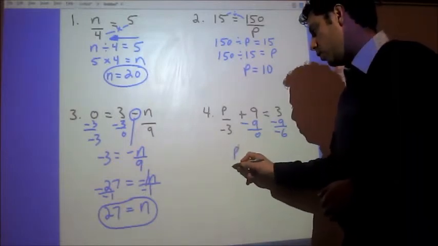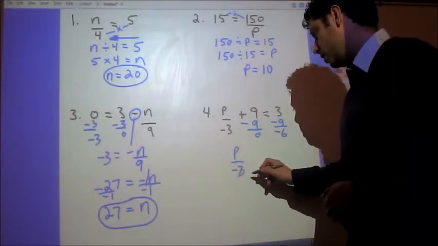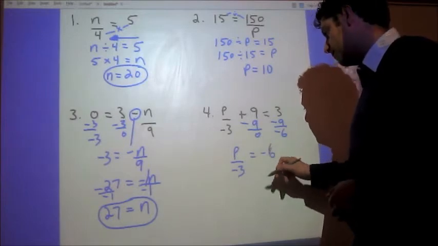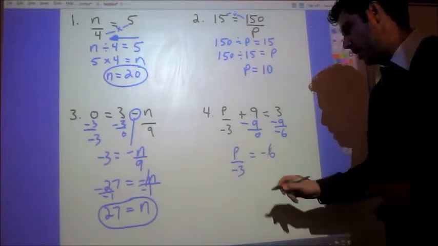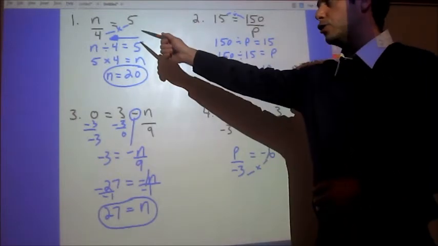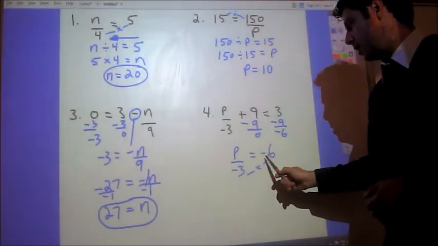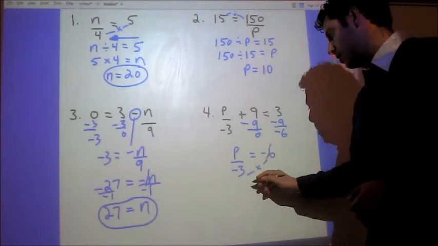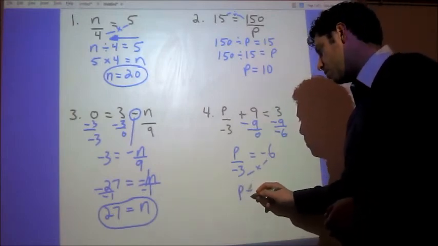So let's rewrite the equation. P over negative 3 is equal to negative 6. Okay? And then we can simply multiply these two numbers, remembering the relationship between these two values, and we will get P is equal to 18.